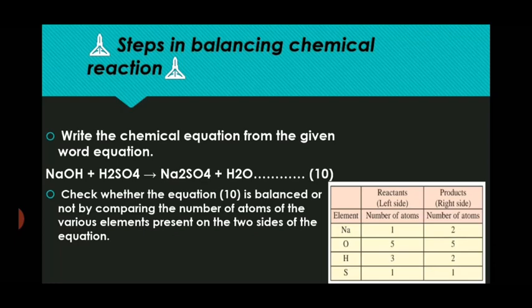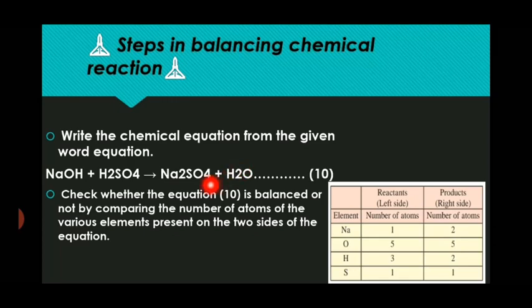Now the first reaction given here is sodium hydroxide plus sulfuric acid gives sodium sulfate plus water. What is the first step? First write the chemical equation from the given word equation. Sodium hydroxide is NaOH, plus sulfuric acid H2SO4, put the arrow, then sodium sulfate Na2SO4 plus water H2O. This is the first step.